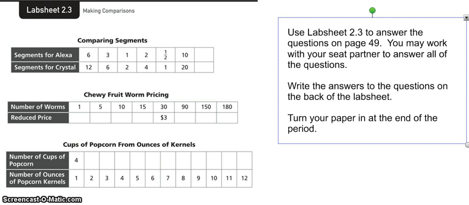So you guys are going to use Lab Sheet 2.3 to answer the questions on page 49. You may work with your seat partner to answer all of these questions. You may also have a calculator if you wish. Please write the answers to the questions on the back of the lab sheet, and then you can fill out the rate tables right here on the sheet that are already pre-printed for you. Whether you're finished or not, please turn your paper in at the end of the period.